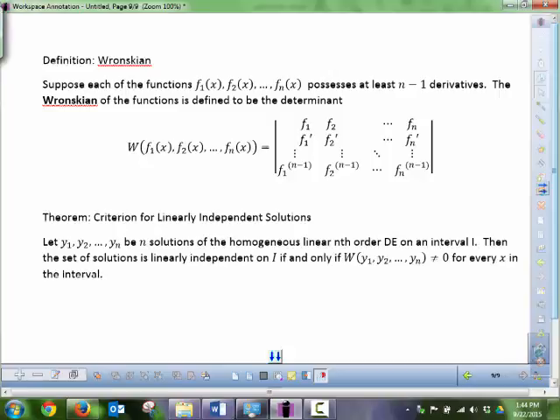So they start off with the definition. This is a definition of the Wronskian. You have n functions, and they all have n minus 1 derivatives. And the Wronskian is going to be the determinant of this function.